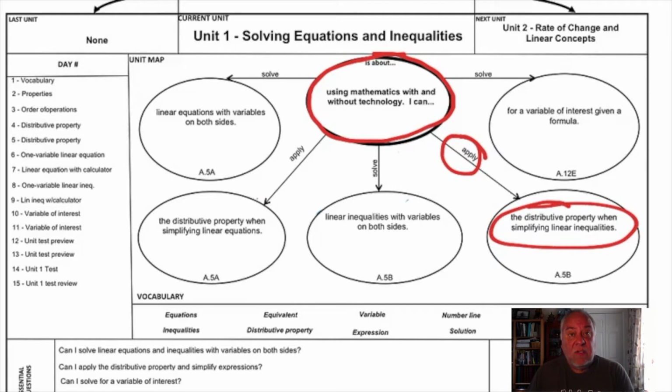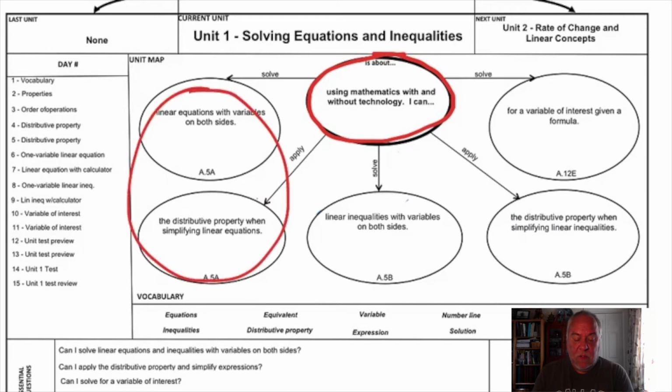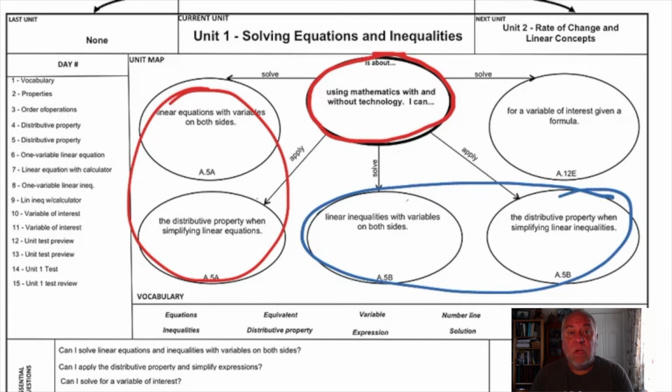You'll find that dealing with equations and dealing with inequalities is almost identical. There are a couple things you have to watch out for that can bite you if you're not careful. But in essence, that's what we're going to do here, is use the distributive property with linear inequalities. Notice that these two bubbles here are solving linear equations with variables on both sides and using the distributive property. And then these two bubbles over here are solving linear inequalities with variables on both sides and using the distributive property. So basically it's the same process, except one deals with equations and one deals with inequalities.